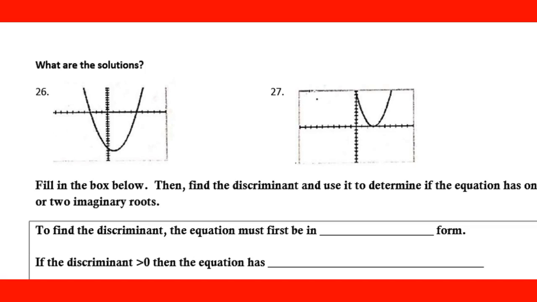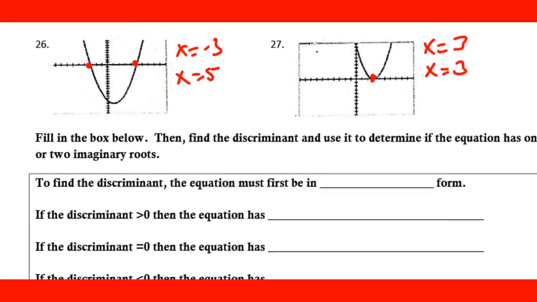All right. Now, right here, 26 asks, what are the solutions? Look, right there and right there. So this one is 1, 2, 3: x equals -3. And 1, 2, 3, 4, 5: x equals 5. For this one, that's a quadratic, so you know you have 2 solutions. 1, 2, 3, x is 3. That's a bump, which we're going to talk about in a minute. There's 2 of them, okay?